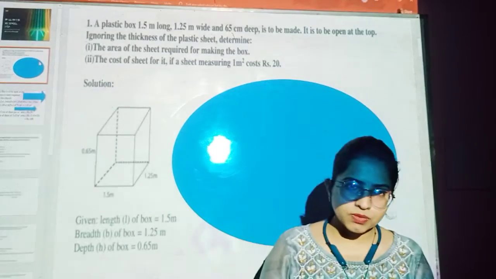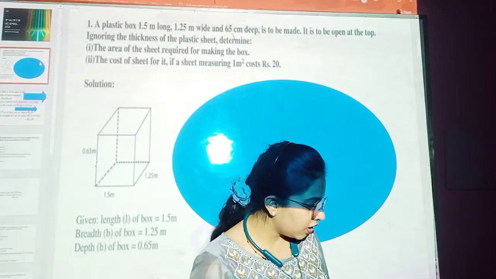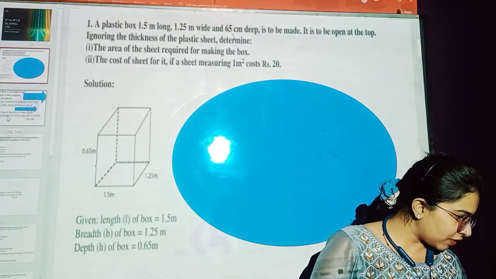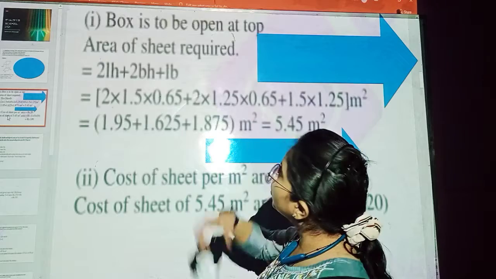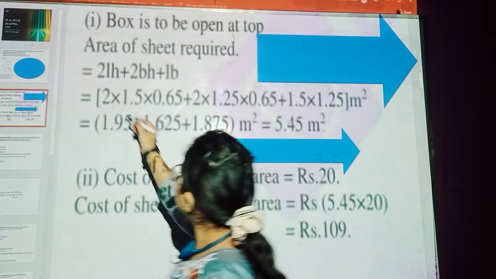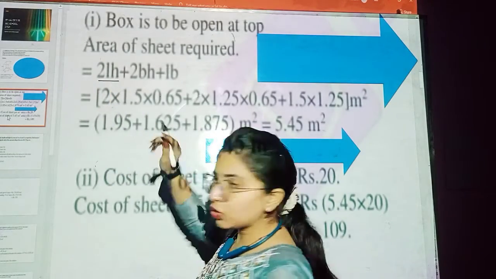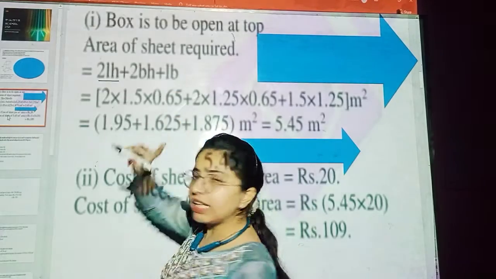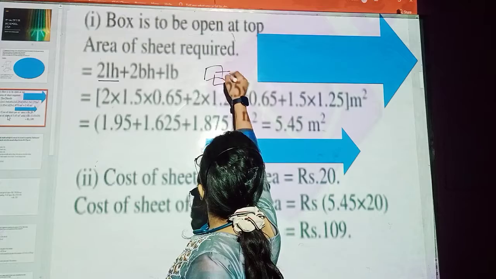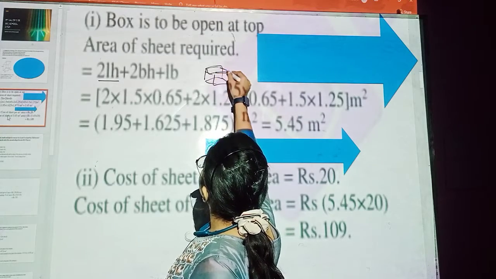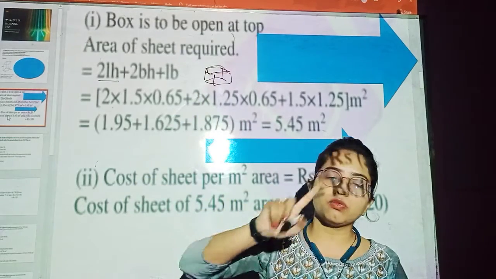The box is given to you. Length, breadth, and height is given. On the basis of this information only, first of all, you will start the question. The box is open from the top, so you have to deduct one length and breadth because from top this one is open. So length into breadth will be 1 only.